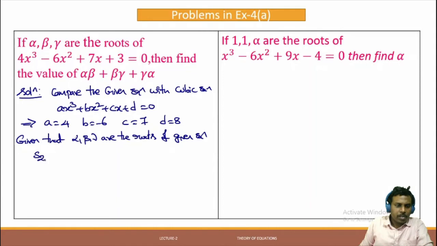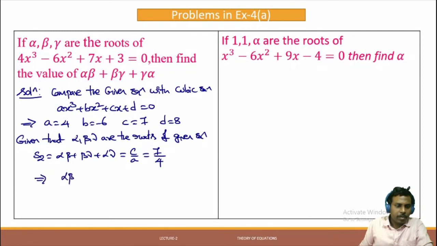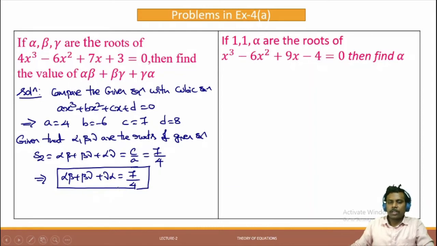then what is S2? S2 is alpha beta, beta gamma, and alpha into gamma, that is equal to C by A. What is C by A? C by A is 7 divided by 4. So this implies alpha beta plus beta gamma plus gamma alpha is equal to 7 divided by 4. This is the answer for this particular question. Now let us solve this particular question. Okay, solution here.